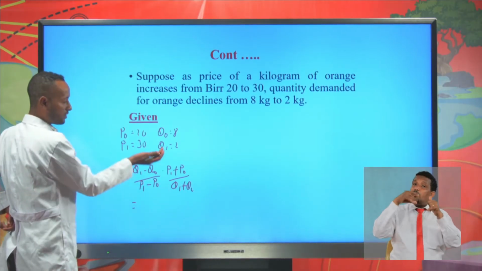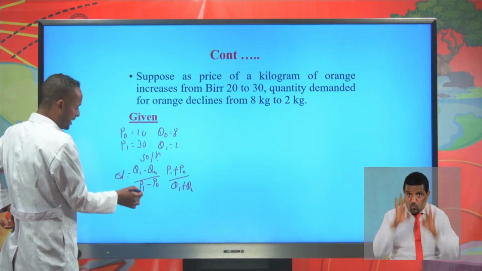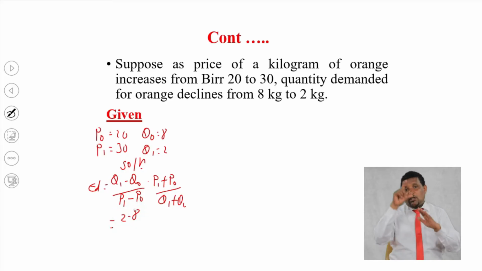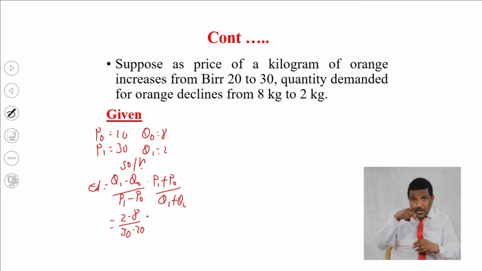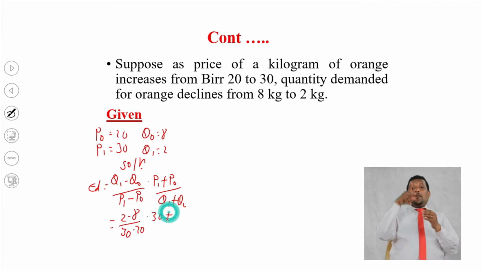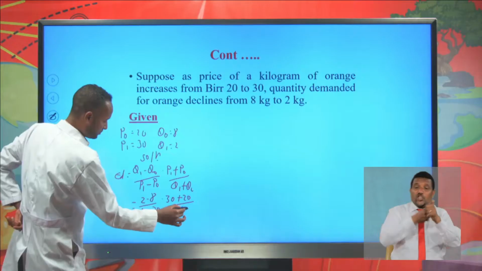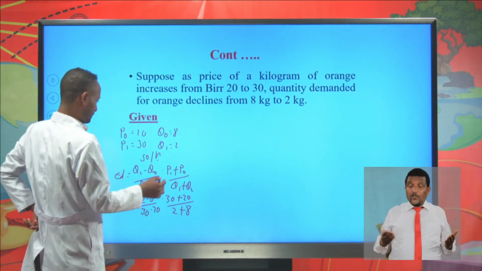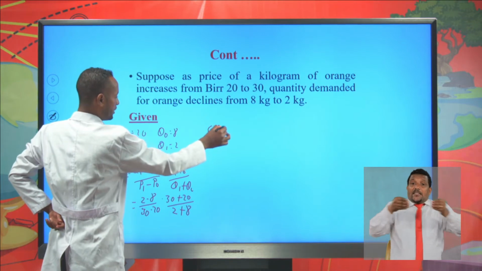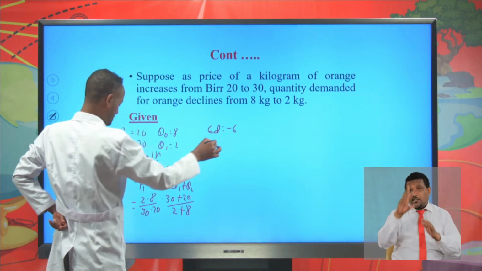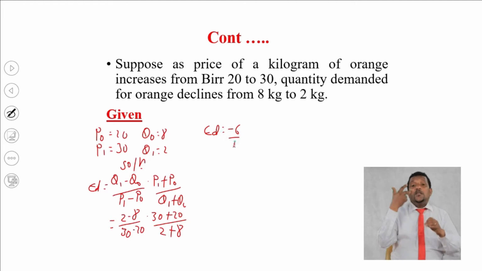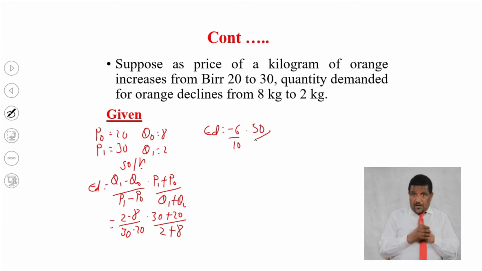So when we substitute this information in the formula, the value of Q final is 2 minus Q initial is 8, divided by P final is 30 minus P initial is 20, multiplied by P final is 30 plus P initial is 20, divided by Q final is 2 plus Q initial is 8. So the price elasticity of demand will be 2 minus 8 is minus 6, divided by 30 minus 20 is 10, multiplied by 30 plus 20 is 50, divided by 2 plus 8 is 10.